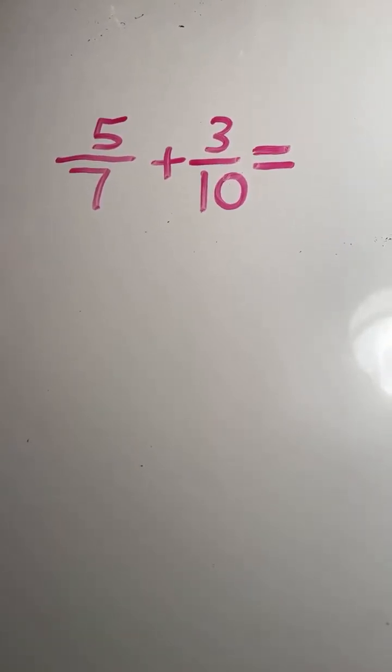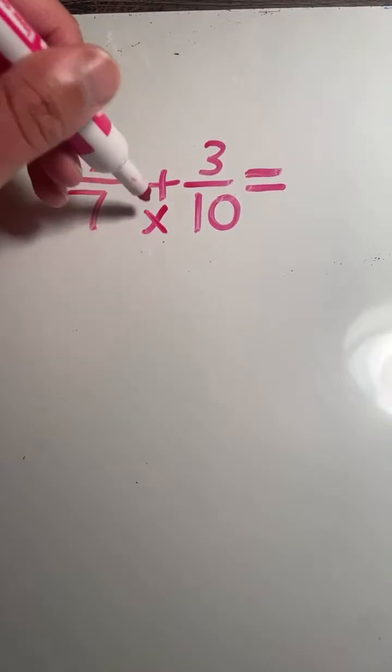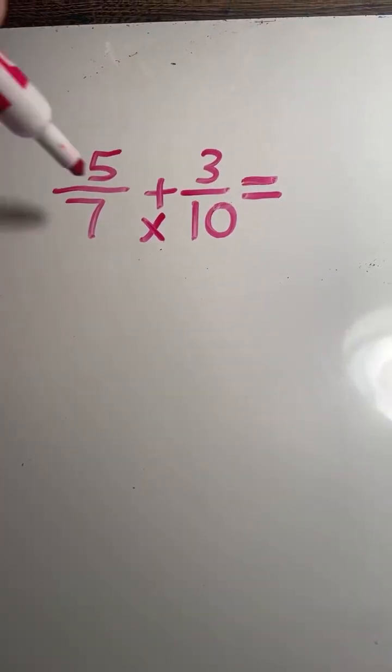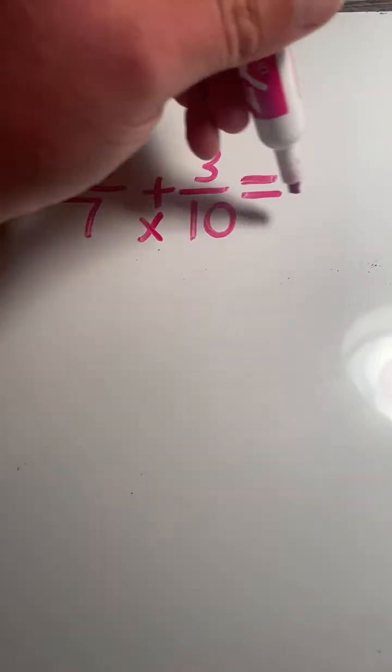So 5/7 plus 3/10. Again, step 1, we multiply our denominators. 7 times 10 equals 70.